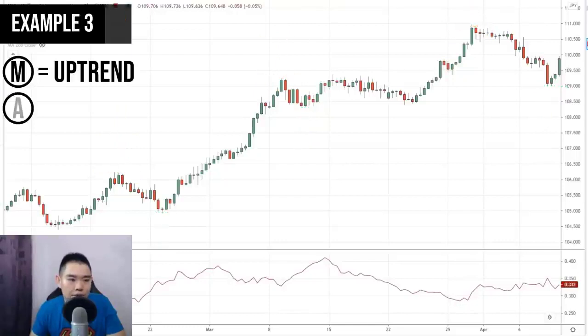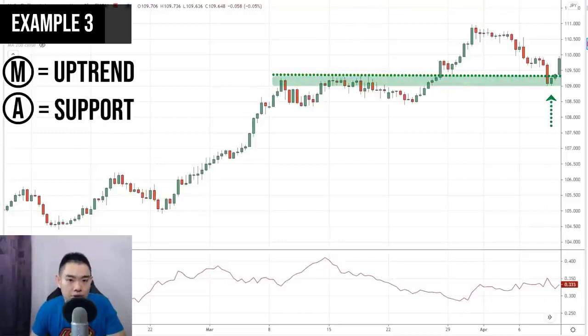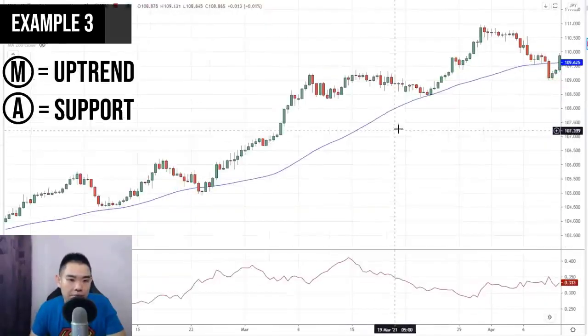Area of value, is the price near an area of value? As you can see over here, it is at this previous resistance which became support. And yes, this is an area of value. And not just that, right? We also have, if you pull out your 50 period moving average, right?